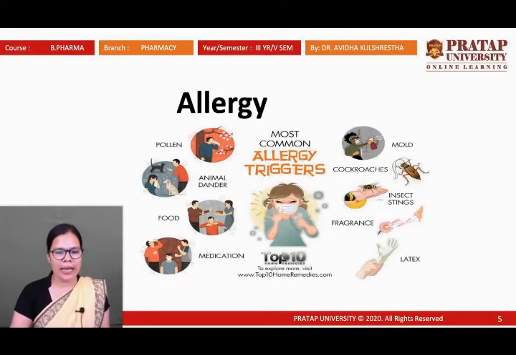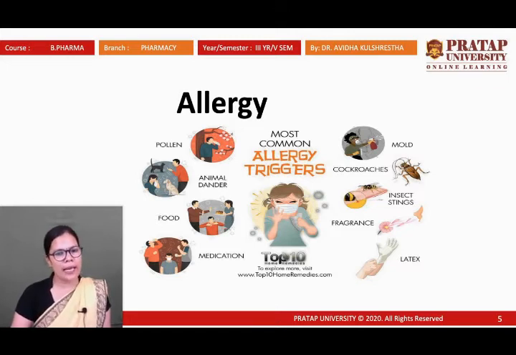Allergy: actually, the most common allergy triggers we will discuss. Some people are allergic to some specific kind of aroma, some are allergic to some specific kind of food, some animal secretions also create a kind of allergy, and some ant and nettle stings also create allergies. Some people are allergic to some specific kind of medicines also. So these are common allergy triggers, or you can say these are the allergens.